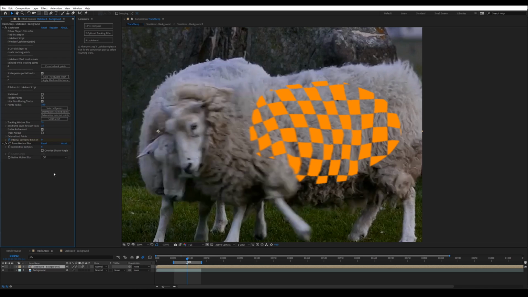In the future, we may try to build in our own accelerated motion blur, but please use this effect for now.